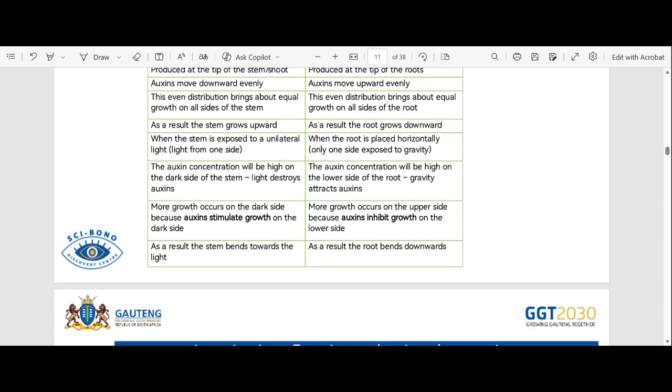Okay. So when a root is placed horizontally, it means that the lower side will have more auxins. The concentration of auxins will go to the lower side, because auxins are attracted by gravity, right? And when the auxins go to the lower side, what happens then? The auxins inhibit growth on the lower side. It means that the upper side will grow more than the lower side, causing the roots to bend towards gravity or to bend downwards. Okay.